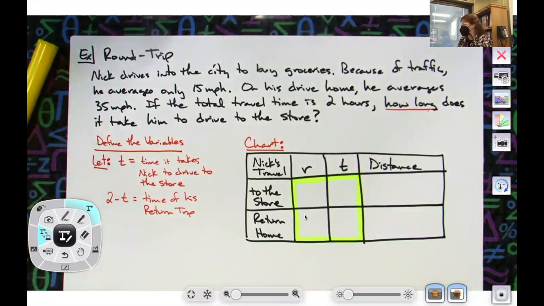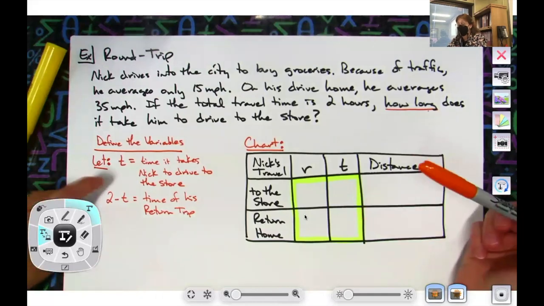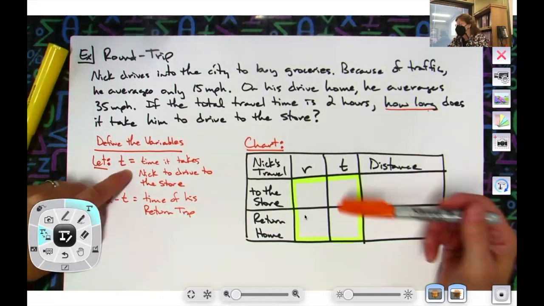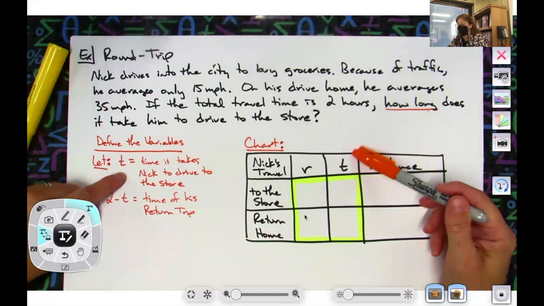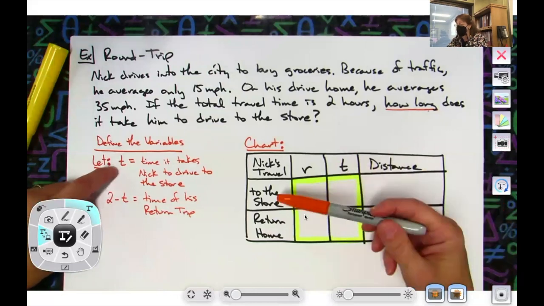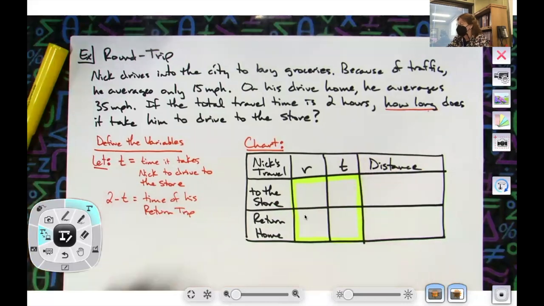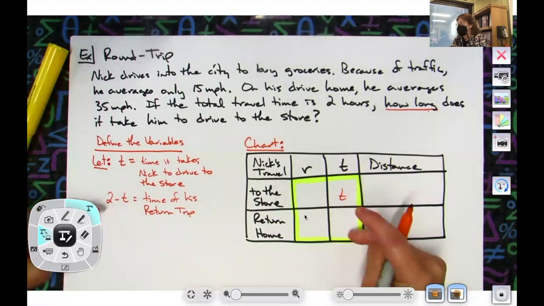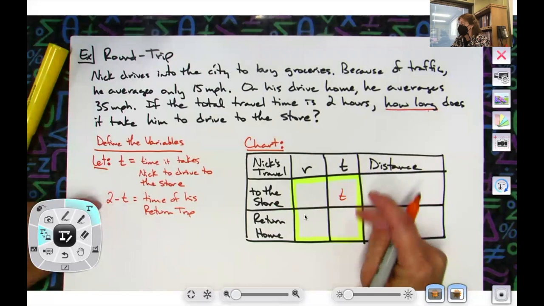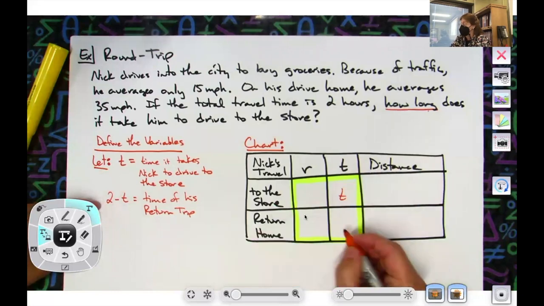Okay, now this one, I defined in terms of time. So can I come over here and figure out what my time's going to be? Because I've already done a lot of the thinking here. To the store, time is T. Return trip home, we've already done the thinking there. Return trip home for time is 2 minus T.